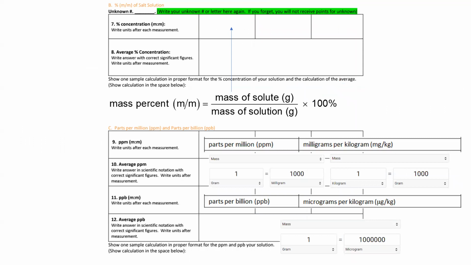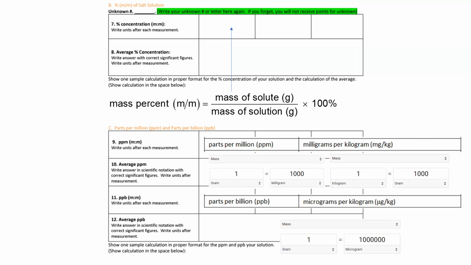So after this, you're going to be calculating your first concentration, and we're going to start with calculating the mass percent. The mass percent is calculated by taking the mass of the solute, which is your sodium chloride residue, divided by the mass of the solution. They need to be in the same units, and they will be because you've always been measuring in grams. Multiply by 100, and then that is your mass percent. The units are the percent symbol.